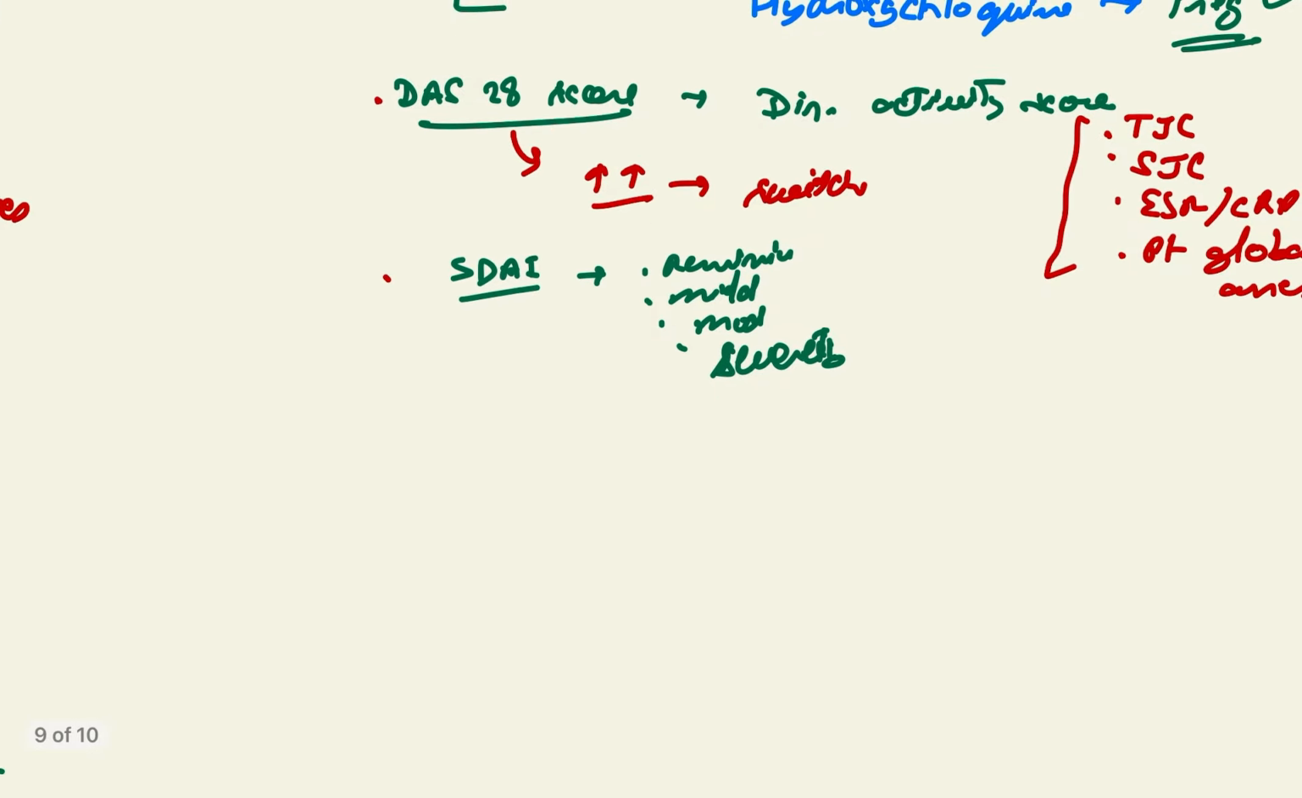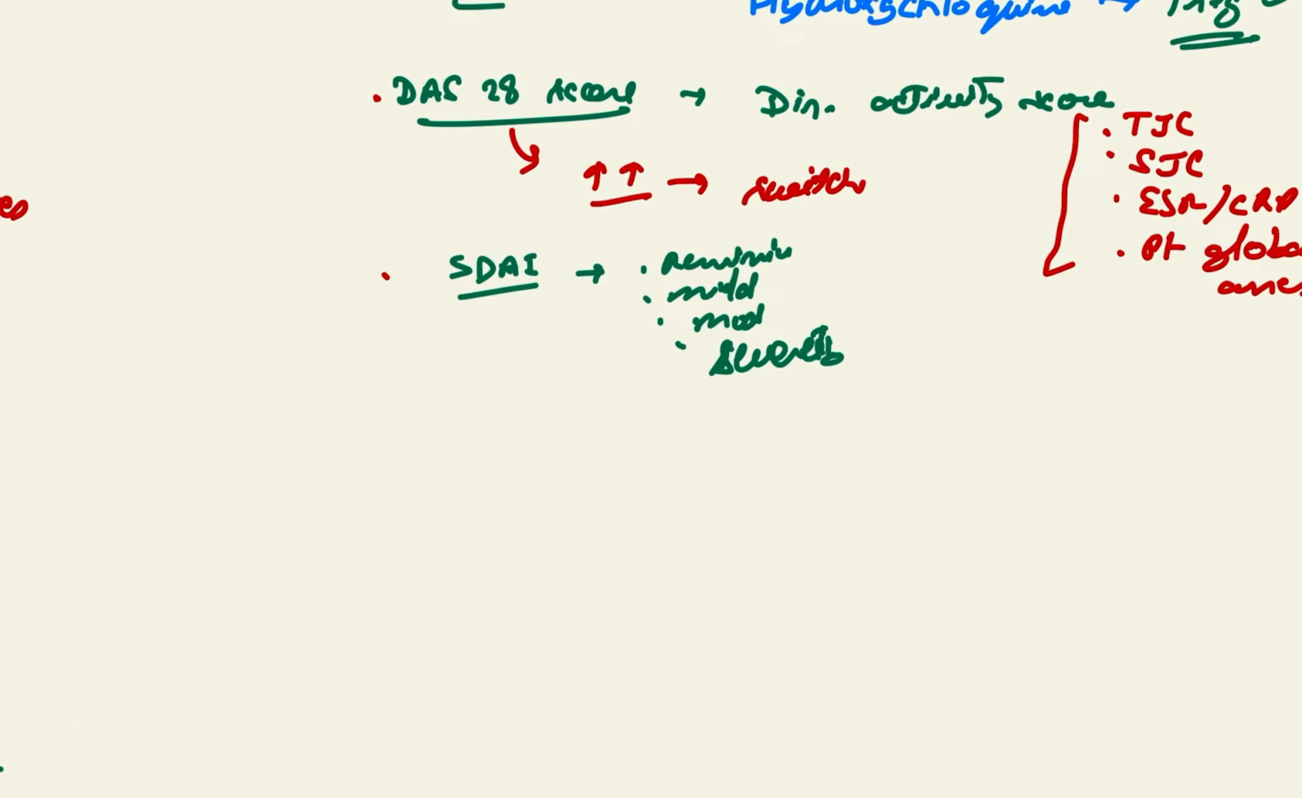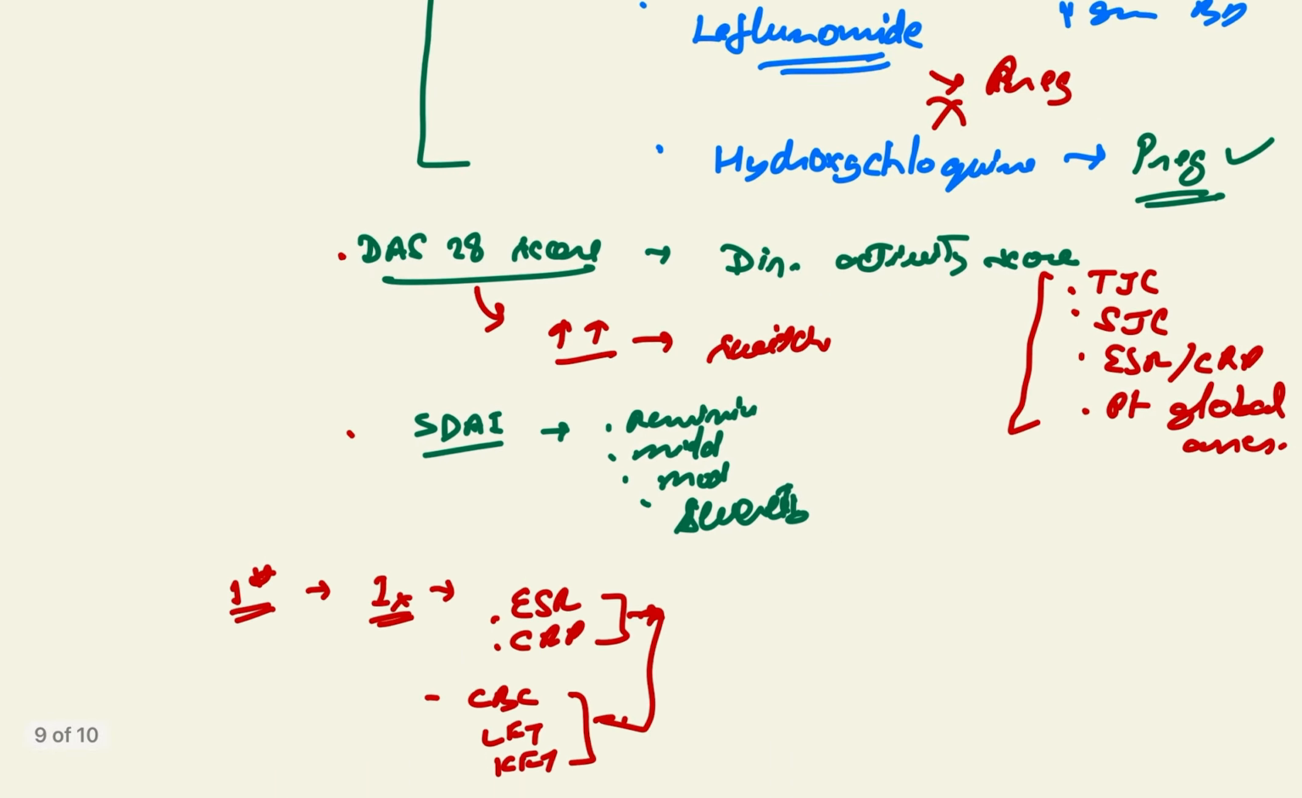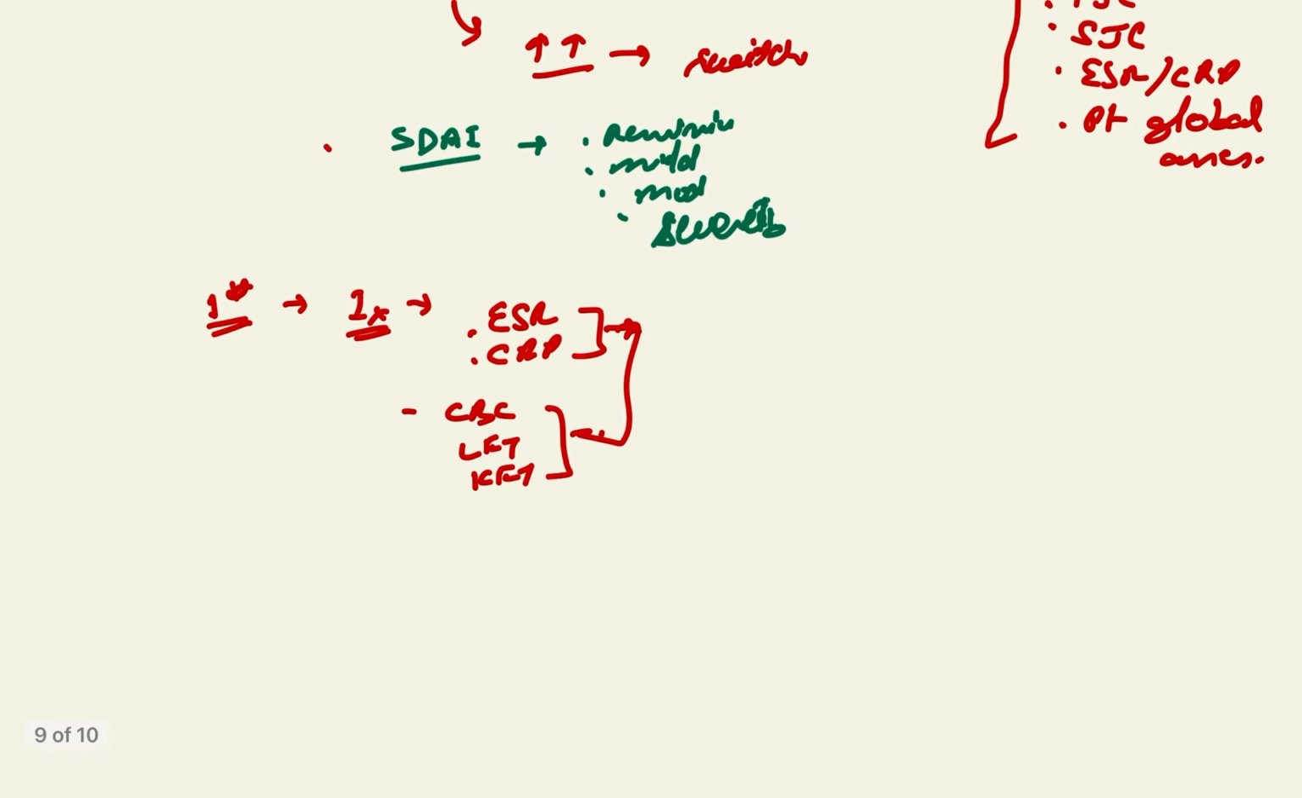Now, once we are planning to start the DMARDs, the first thing we have to do is investigate the patient for ESR; the CRP has to be done to monitor the disease activity index. Also, we calculate the complete blood count, the liver function test, and the kidney function test, which have to be determined initially, and the baseline level should be recorded. Right? These are the first investigations that we do.